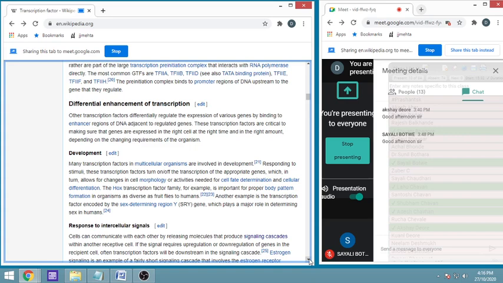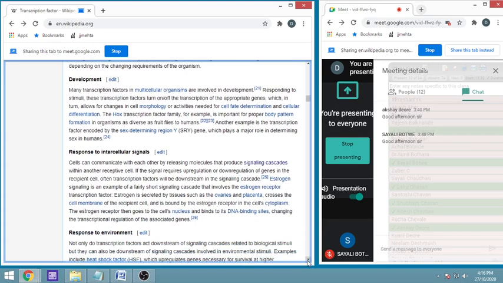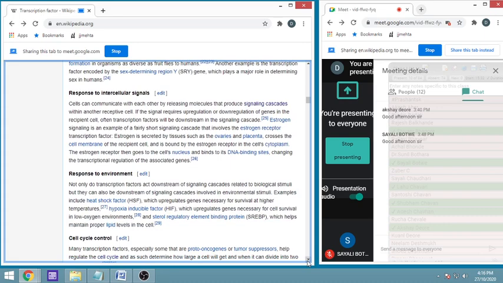Then they are also important for cell differentiation. So there are a variety of such families. An example of this is the Hox family, and there are many such families which are responsible for proper body pattern formation in organisms. Why do we have a particular body shape? These transcription factors are responsible. Then next thing is they are responsible for intracellular signaling. I have given you the example now.